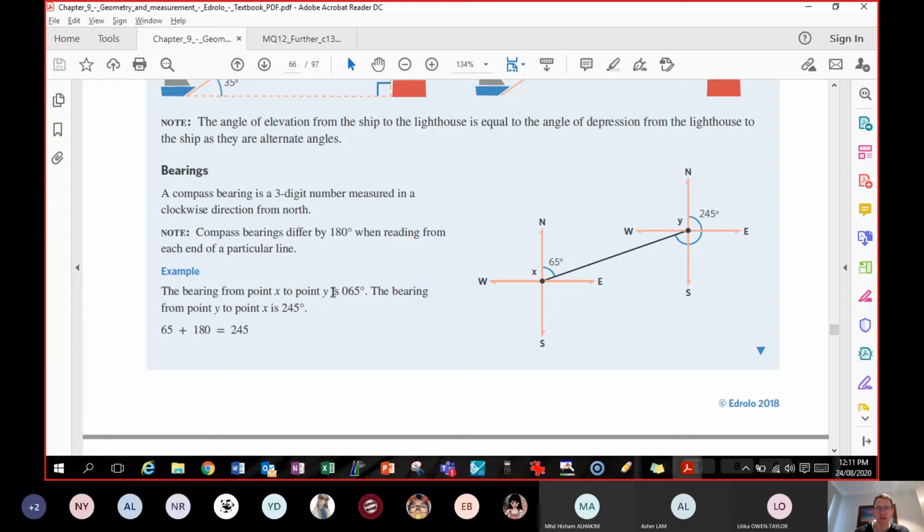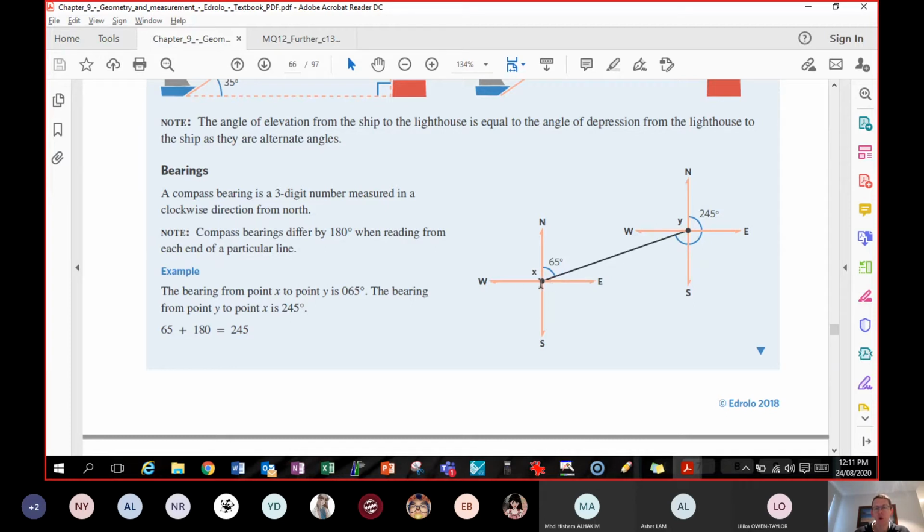000 65. So this isn't necessarily a true bearing. It just depends where you're originally standing. They put north here, so let's assume it is. So it's 65 degrees going that way. The bearing from point Y to point X is 245. Now, there's 180 degrees difference in this.